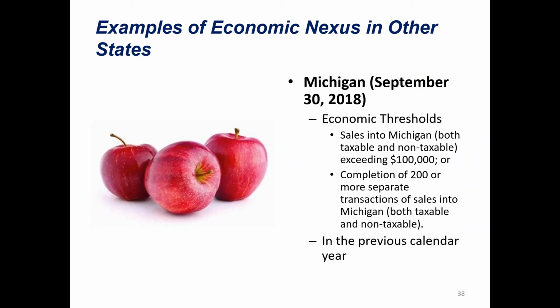Michigan also has economic thresholds. Michigan's are based on sales into Michigan of $100,000 or 200 transactions, again similar, based on the previous calendar year only. Again, Kentucky was previous and current. This one is just based on the previous calendar year. It had a start date of September 30th, 2018.